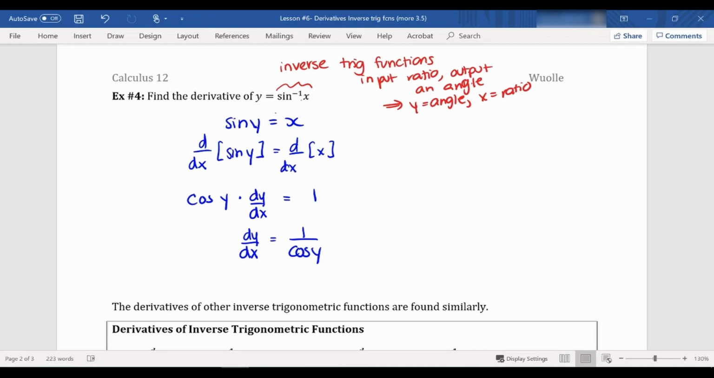Now the problem is I shouldn't have y's in here because I'm finding the derivative of inverse sine. I should have an x. But if I go back to this idea of drawing my triangle, I know that for sine y equals x, y was my angle and x was my ratio. We know that if sine y equals x, this is opposite over hypotenuse. That means my opposite must be an x, my hypotenuse must be a 1. Now, the problem is cosine y is adjacent over hypotenuse. I don't have my adjacent here. I need to find it.